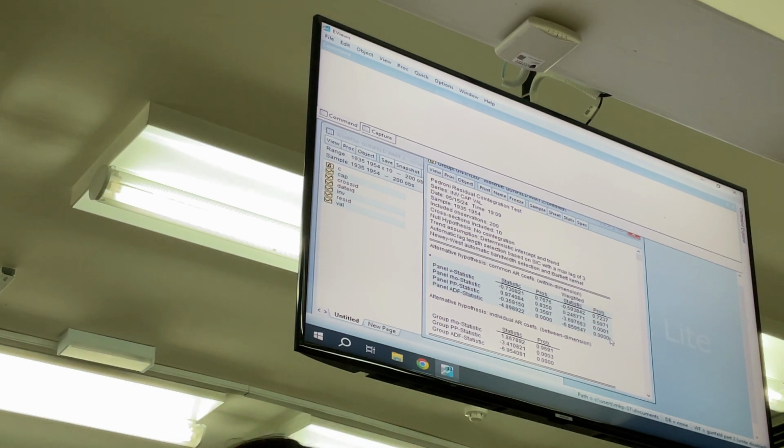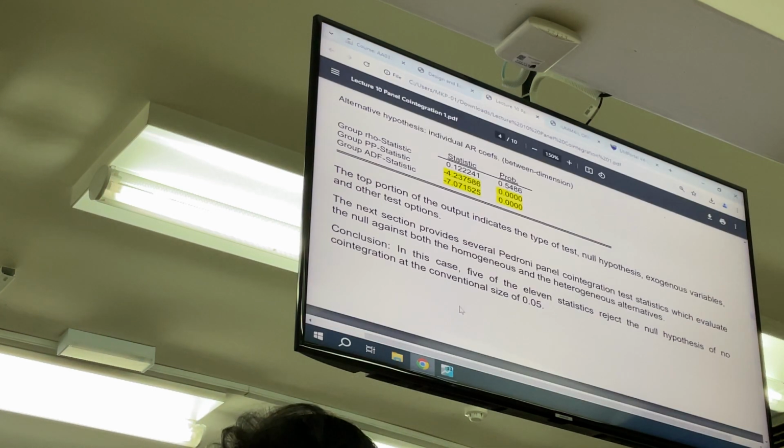Out of these 8 statistics, it shows that there is a correlation in the long run, and 2 out of 3 support the between dimension, which means that the rho is less than 1 for all the 10 cross sections. So what are the details here?